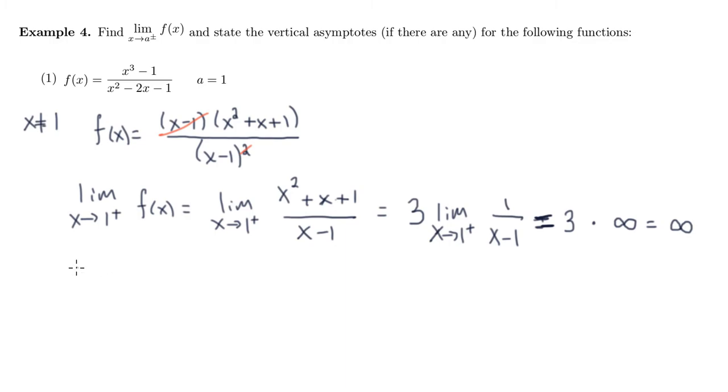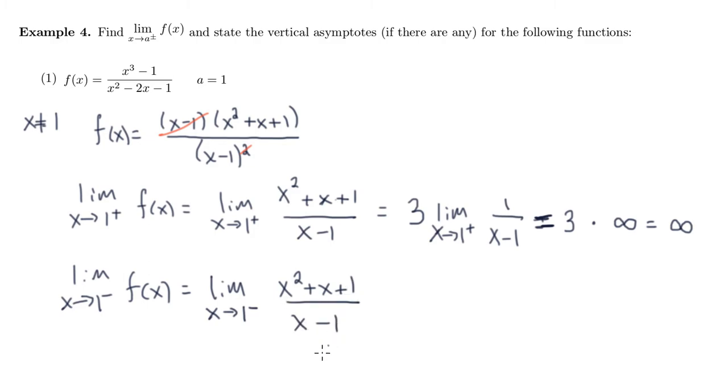Okay, so then the limit as x approaches 1 from the left, I can do exactly the same thing. Because I can assume x is not equal to 1, the limit as x approaches 1 from the left of, again, x squared plus x plus 1 over x minus 1. The numerator is tending to 3, so I get a factor of 3. And then I just multiply by the limit as x approaches 1 from the left of 1 over x minus 1.